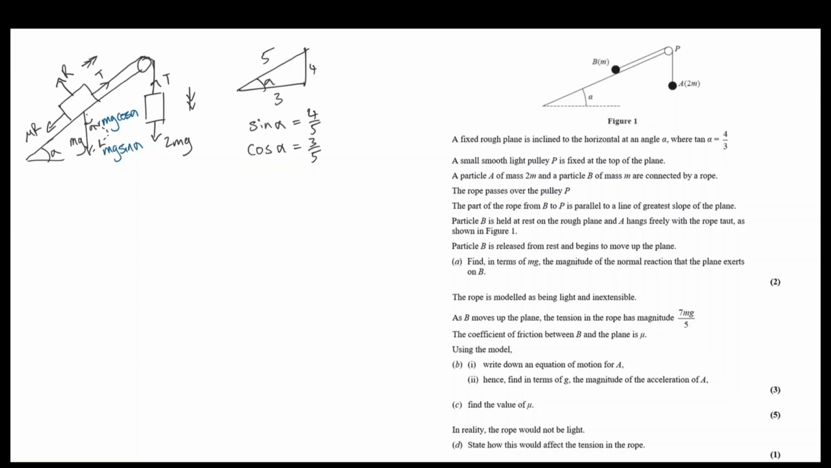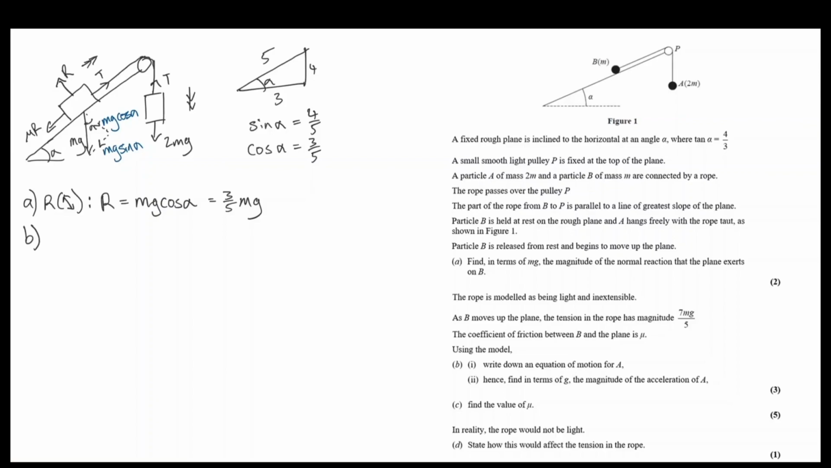Okay, I think we're ready to start. The question has asked us to find, in terms of mg, the magnitude of the normal reaction that the plane exerts on B. So we're looking for R, the normal reaction force. So we're going to resolve perpendicular to the plane. There's only two forces involved, R and mg cosine alpha. Since the particle is not moving in that direction at all, we know that R equals mg cosine alpha. And luckily, we have a fraction for cosine alpha, so we know that R is 3/5 mg.